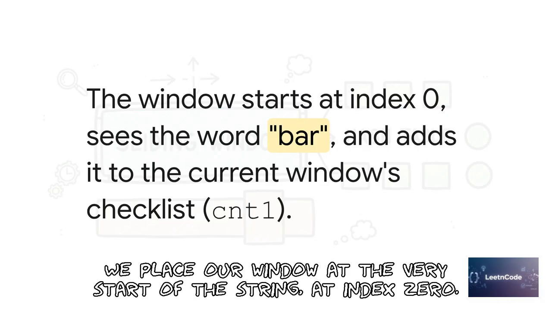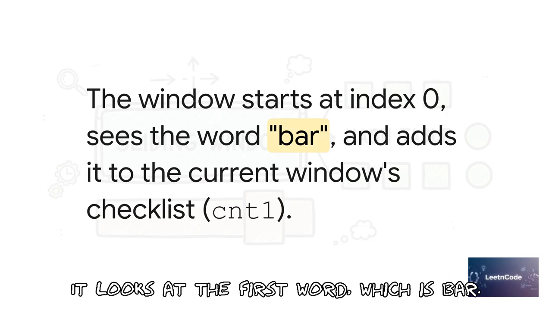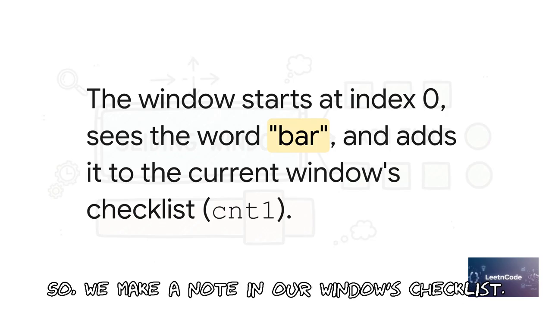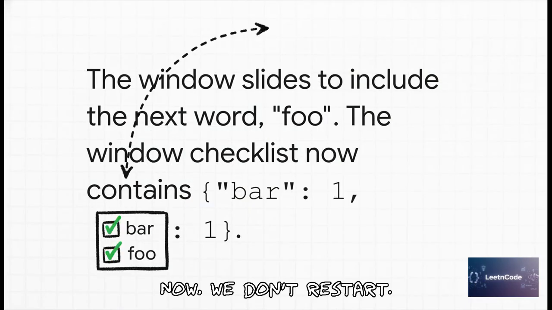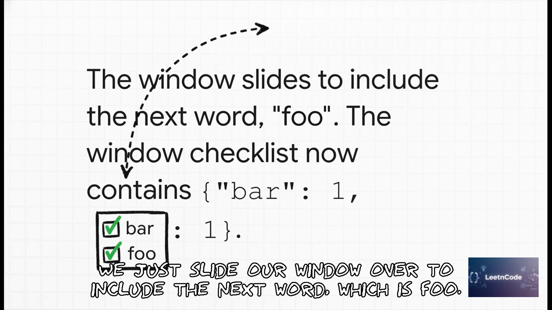All right, the process begins. We place our window at the very start of the string, at index 0. It looks at the first word, which is bar. Hey, that's on our list. So we make a note in our window's checklist. Okay, I've seen one bar. Now we don't restart. We just slide our window over to include the next word, which is foo.